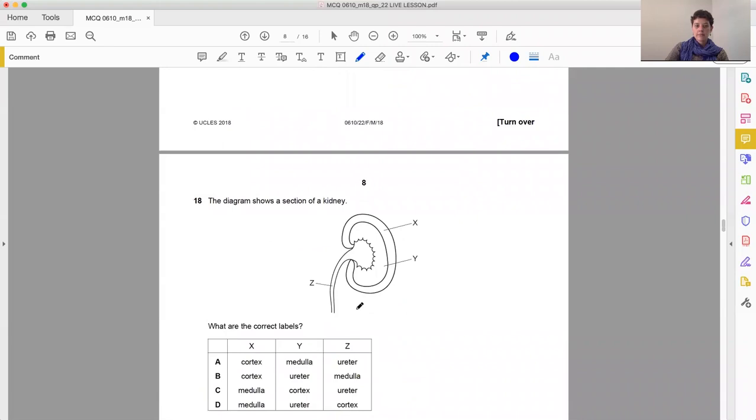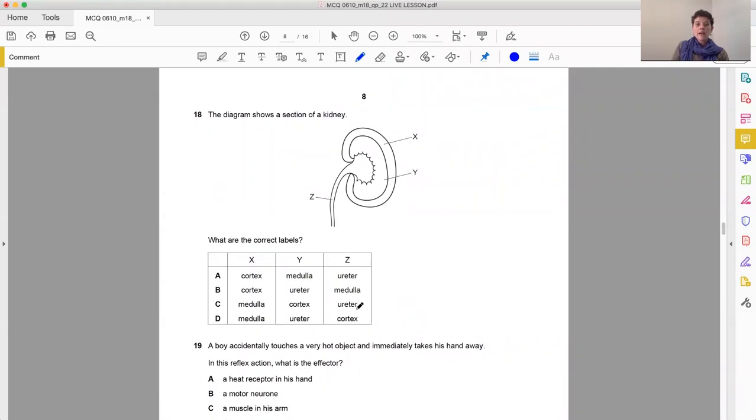Question 18. The diagram shows a section of a kidney. What are the correct labels? So this is actually just a case of labeling the diagram. So what do we have? X on the outside, making the C shape, is the cortex. Y on the inside is the medulla. And Z coming out from the kidney is a ureter. So X is the cortex, Y the medulla, Z the ureter. The answer that matches is A.